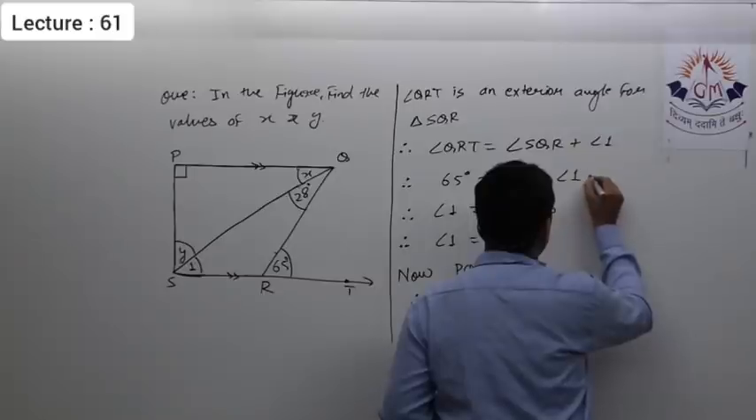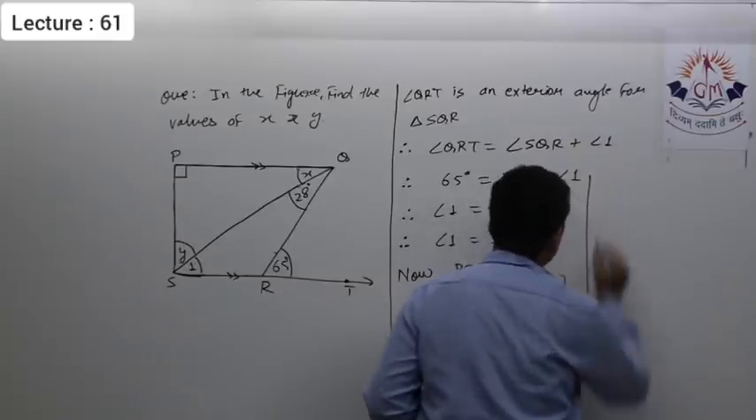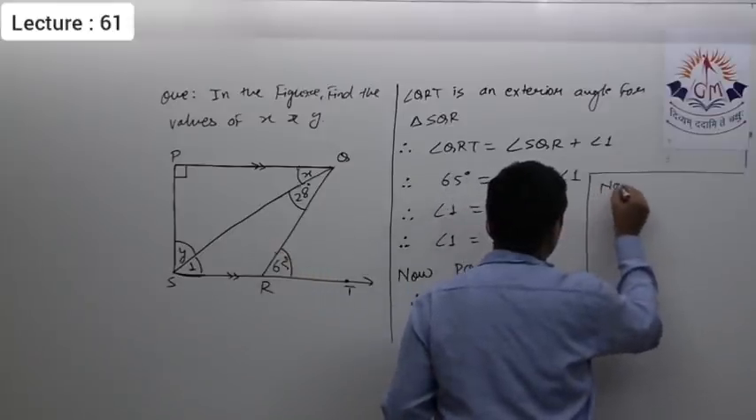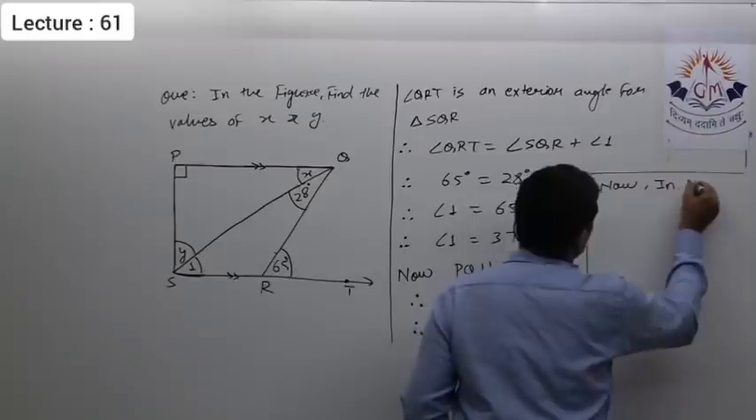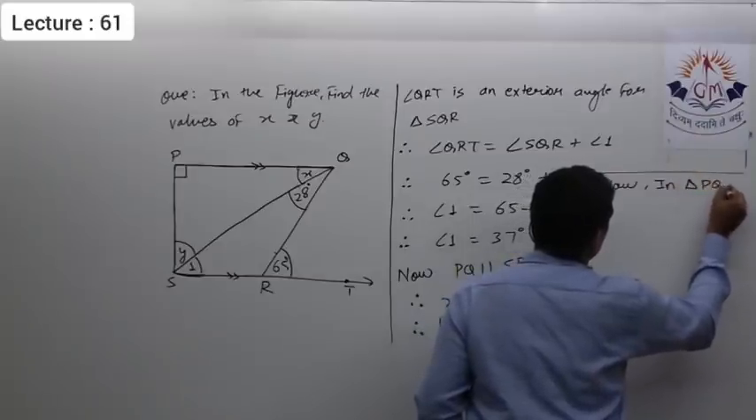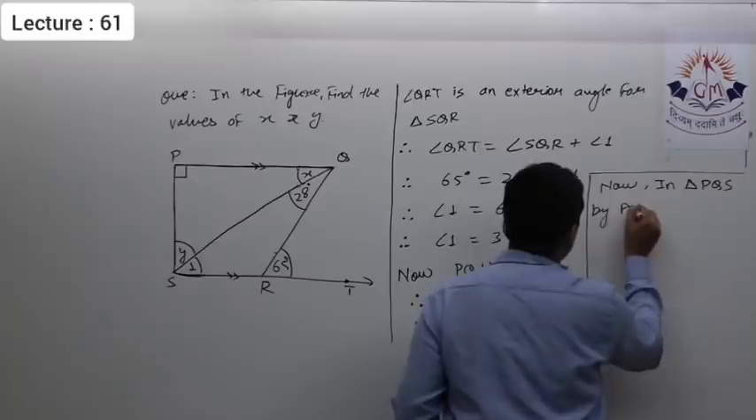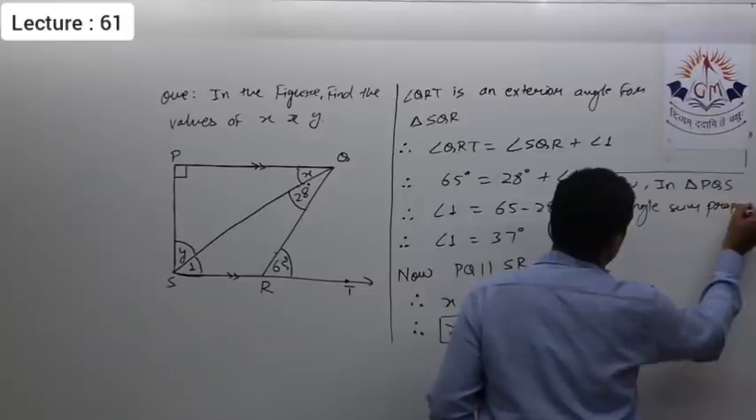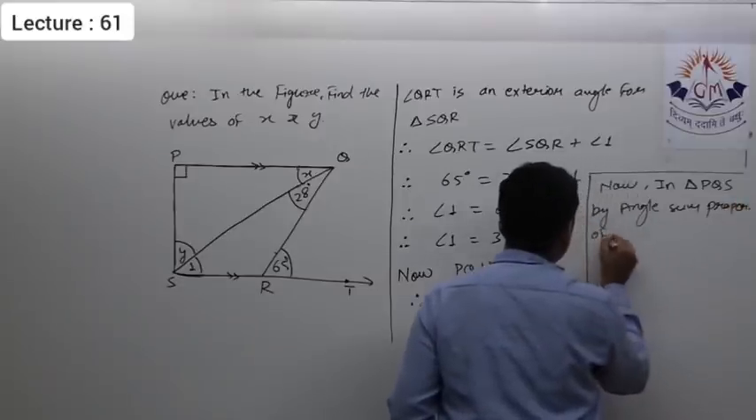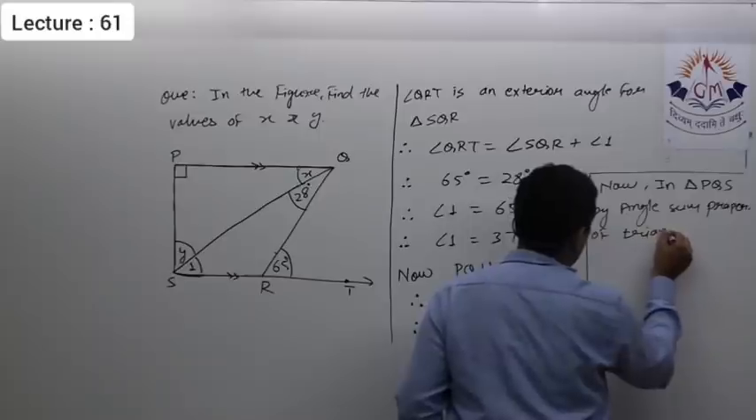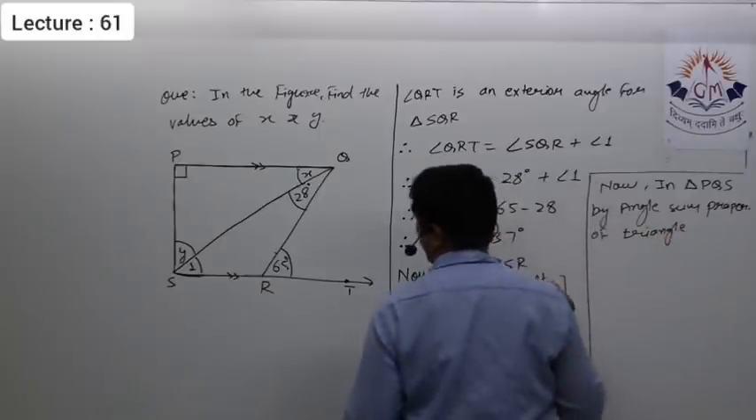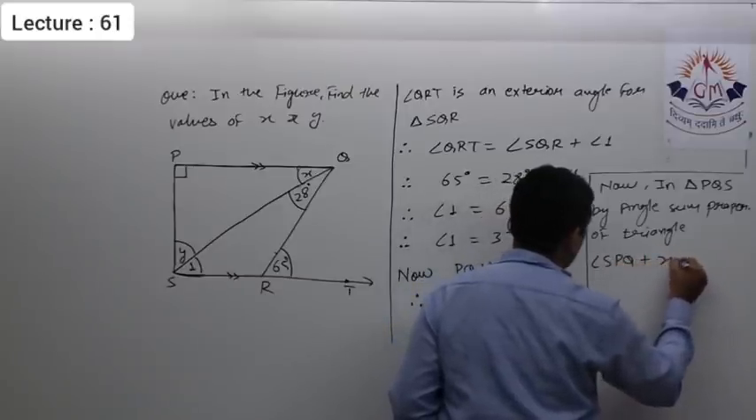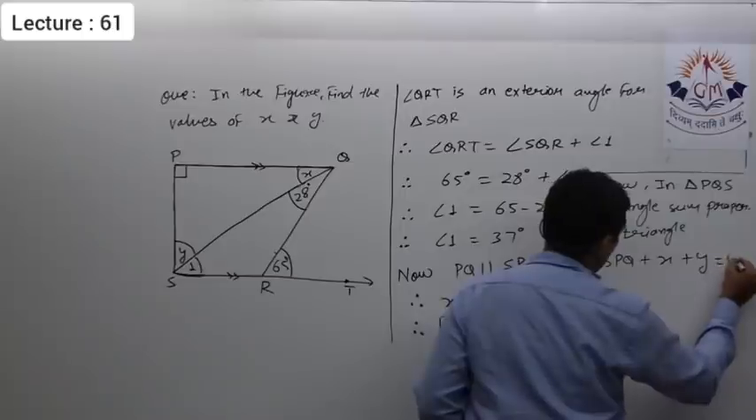Okay, so now what I have to do, I'll apply the angle sum property in triangle PQS. Now in triangle PQS, by angle sum property of triangle, what I can write, angle SPQ plus angle X plus Y is equal to 180 degree.